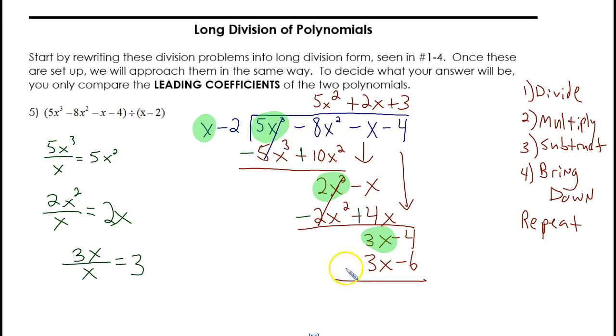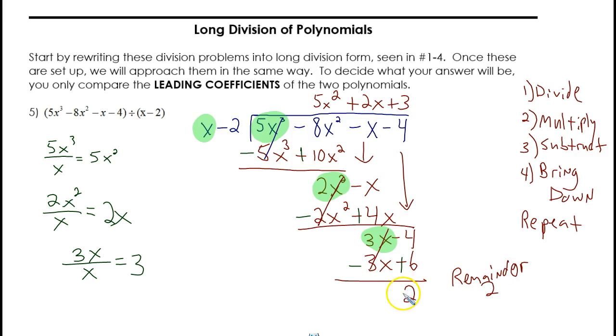When I subtract, the sign changes for both of them, because I'm subtracting a positive here, but subtracting a negative 6. And I subtract down, and I cancel out the 3x's. Negative 4 plus 6 is 2. That 2 is called a remainder, right? We have a remainder of 2.